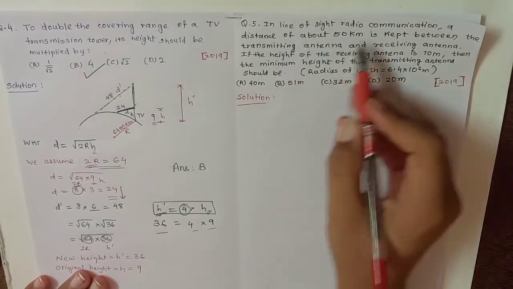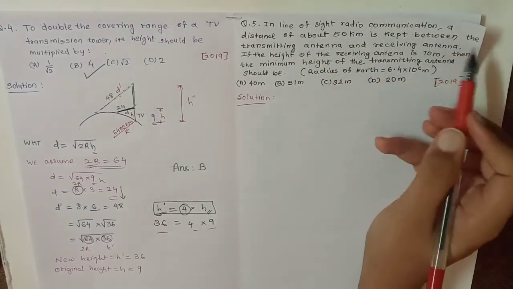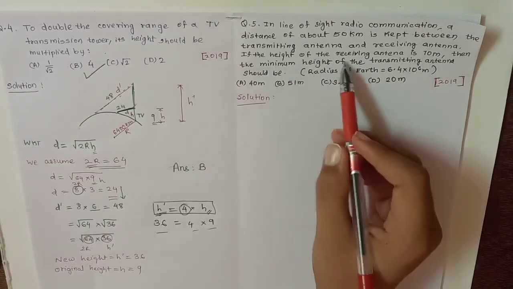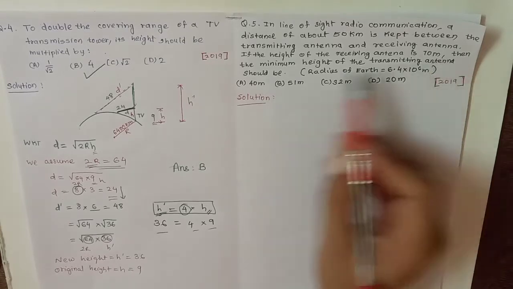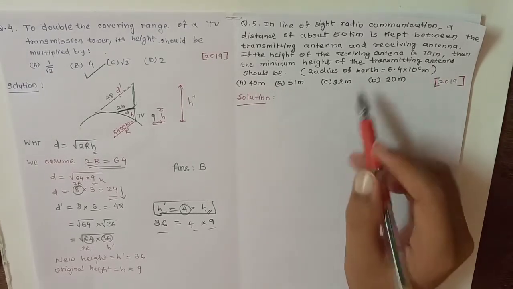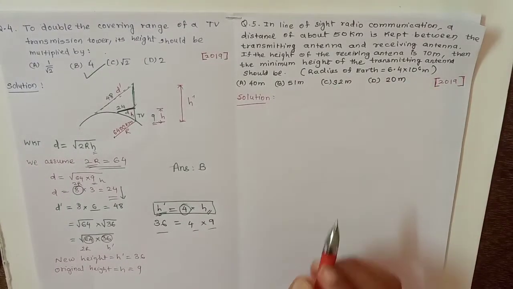In line of sight radio communication, a distance of about 50 km is kept between the transmitting antenna and receiving antenna. If the height of the receiving antenna is 70 meters, then the minimum height of the transmitting antenna should be. And given the radius of Earth is 6.4 into 10 raised to 6 meter.